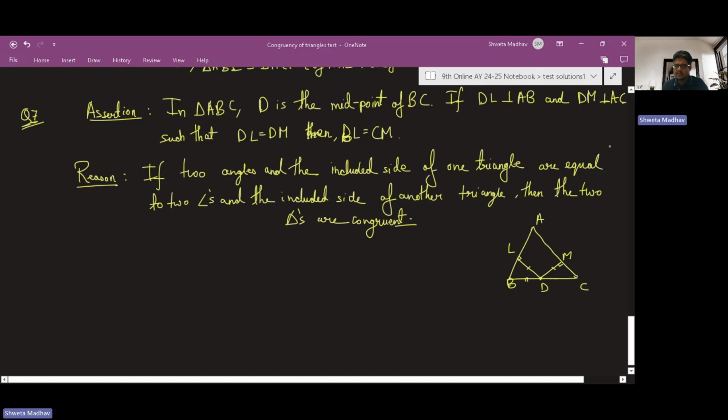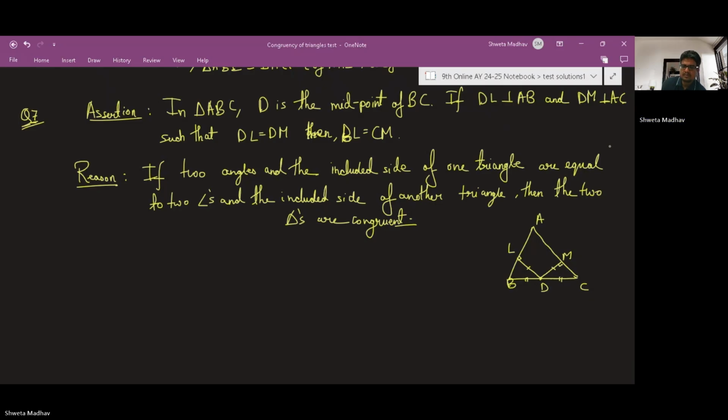So here it means BD and CD are also equal since D is the midpoint of BC. So here we can say that these two sides are equal. DL is also equal to DM. But here actually we have to use the RHS rule.